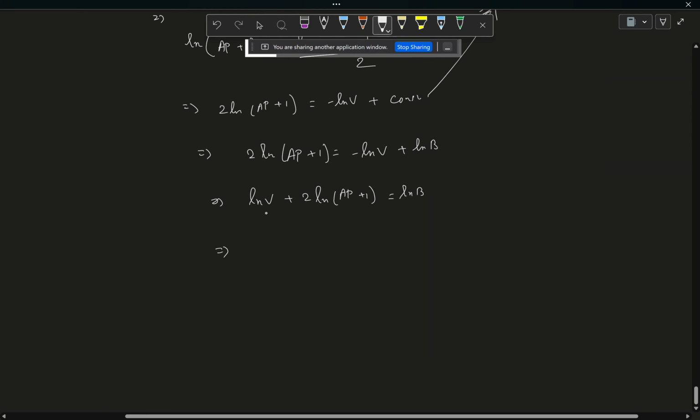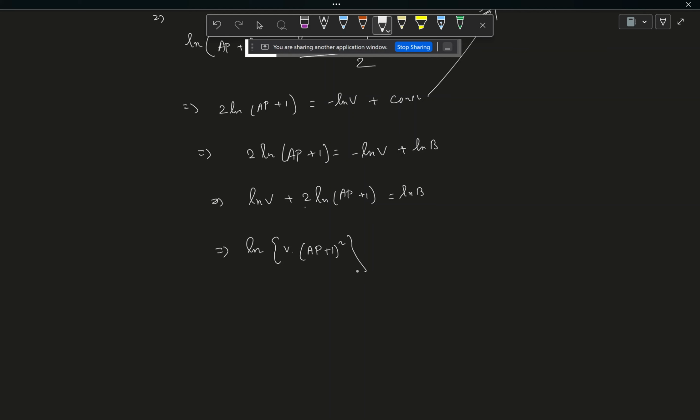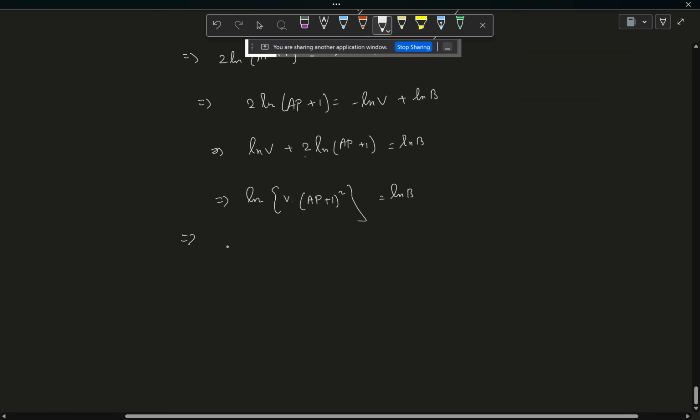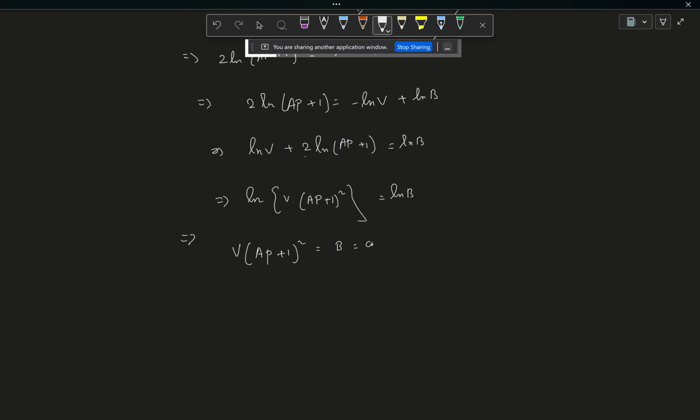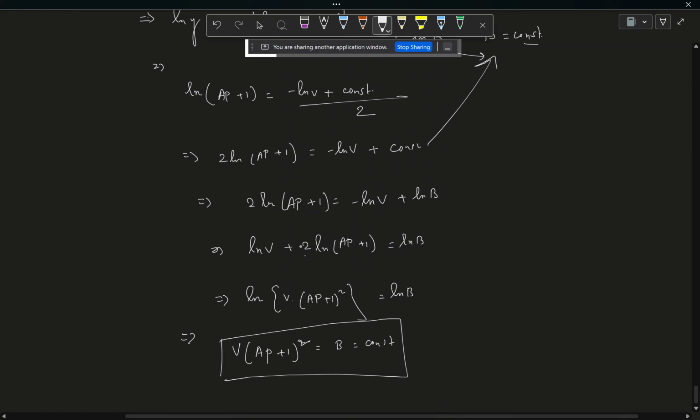So now combine together: ln a plus ln b is ln of a into b. So this is ln of v into, now again 2 ln (A p plus 1) means ln (A p plus 1) whole squared. So this is (A p plus 1) whole squared equal to ln B. Now we can directly simplify and give it a compact form: this is v into (A p plus 1) whole squared equal to some constant equal to B. This is the equation for the adiabatic curve that is asked in the question.